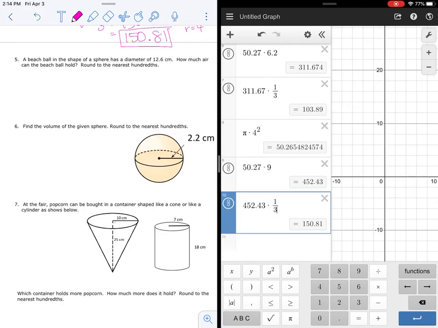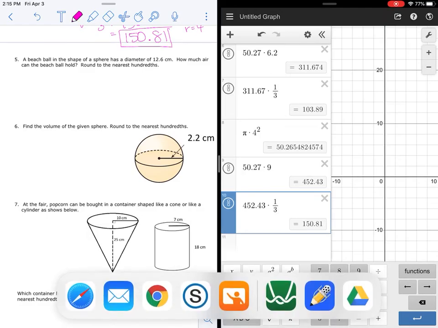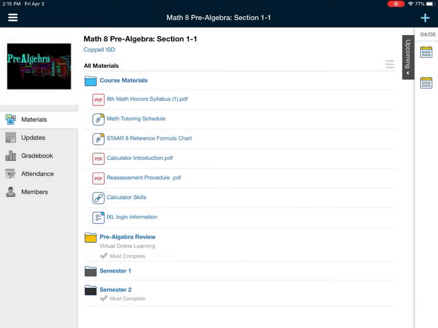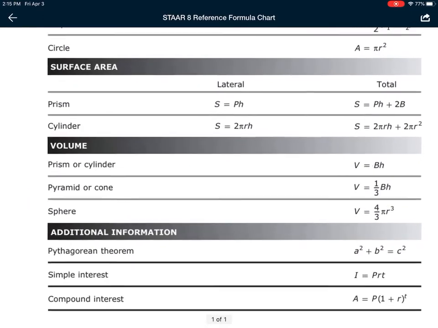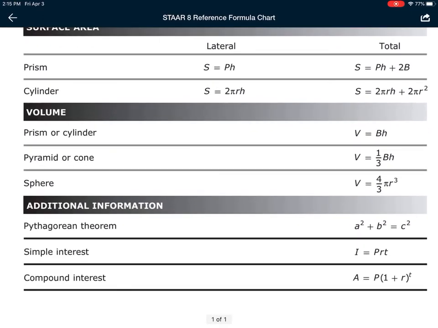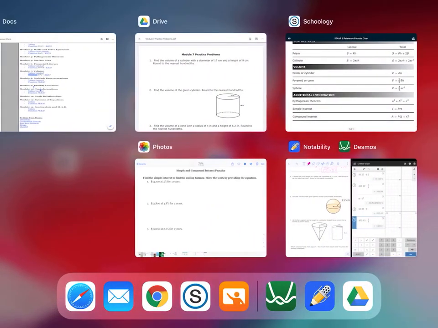Number 5, a beach ball is in the shape of a sphere and it has a diameter of 12.6 centimeters. How much air can the beach ball hold, round to the nearest hundredths? So we're going to go back to the formula chart, and I know that sphere is definitely on here, which is right underneath volume, and it is V equals 4/3 times pi times r to the 3rd power.